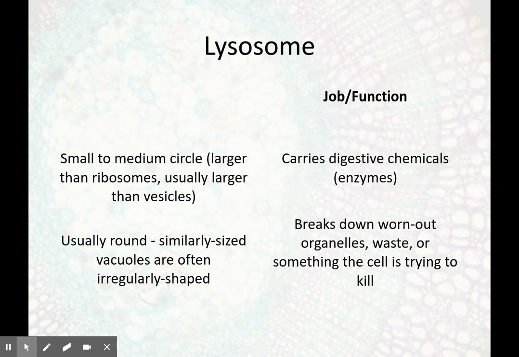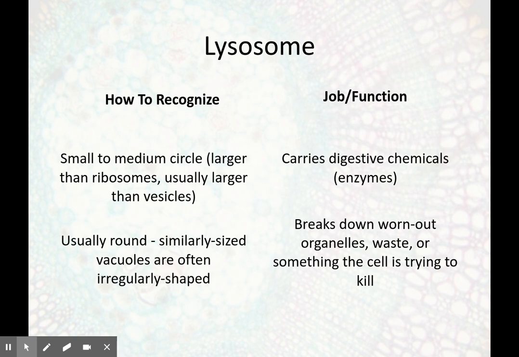Lysosomes are small to medium circles. That's how you recognize them. They're larger than ribosomes because ribosomes are always the smallest. And they're also usually larger than vesicles. They are usually round, and similarly sized vacuoles, which is another structure, are often irregularly shaped. So I'll show you a diagram that has vacuoles and lysosomes. Lysosomes are circular, vacuoles are irregularly shaped.